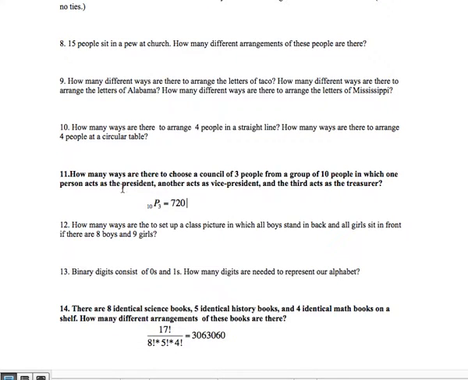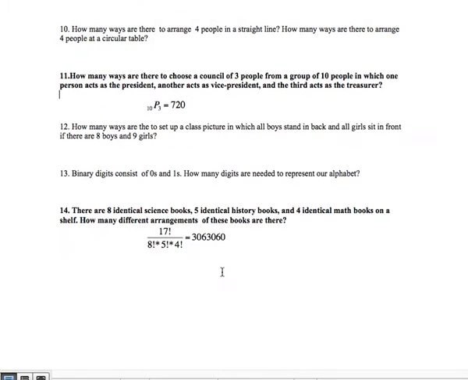We'll work another problem right here, number 11. How many ways are there to choose a council of 3 people from a group of 10, in which one person is president, one is vice president, and one is treasurer? In other words, they all have a different role. So really, ordering or arrangement does matter when we choose those 3 people. So because of that, we use permutations. Always use permutations when order matters. We say 10p3. If we plug that into our calculator, we will get 720 different groups of 3.